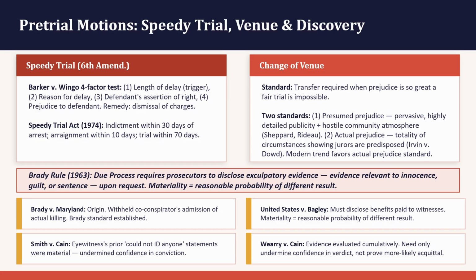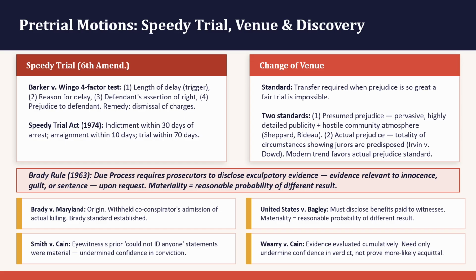The length of the delay is the triggering factor. It must be presumptively prejudicial to require analysis of the others. The reason for the delay is weighted differently. An intentional delay weighs heavily against the government. A neutral reason, like a crowded docket, weighs less heavily. A delay caused by the defendant weighs against the defendant. Whether the defendant asserted the right and whether the defendant suffered actual prejudice both factor into the analysis.